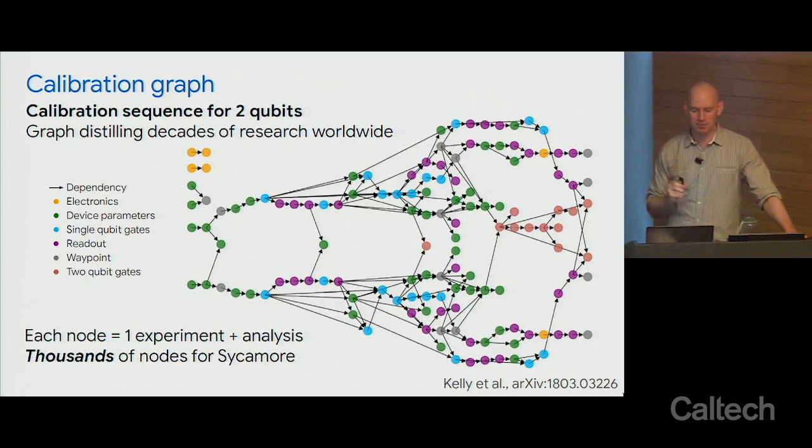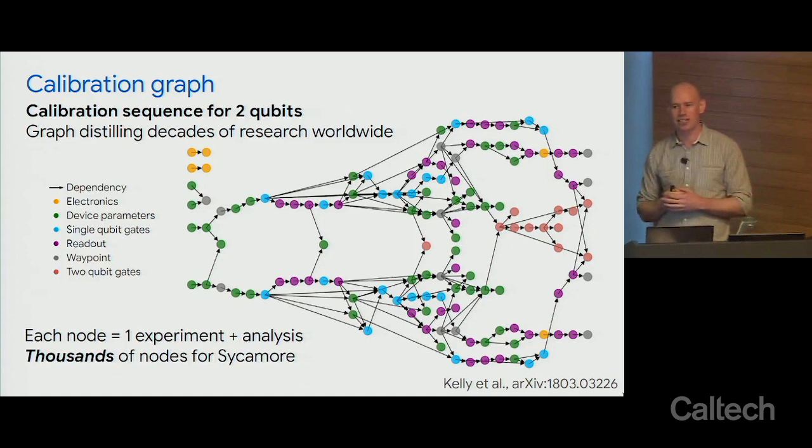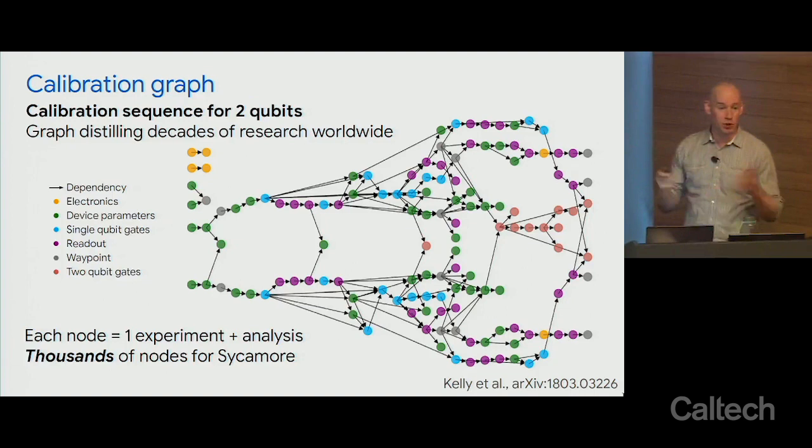We compose this problem of calibration into a directed graph, where we break it into bite-sized pieces and express the flow that needs to happen in the calibration in terms of dependencies in the graph. This is an example of what that graph looks like for 2 qubits. Fits on a slide, that's great. Although, if you're trying to draw the graph for like 50 qubits, it requires actually thousands of these nodes. And each node represents a physics experiment, along with the analysis and algorithms to decide what happened and what we need to do next.